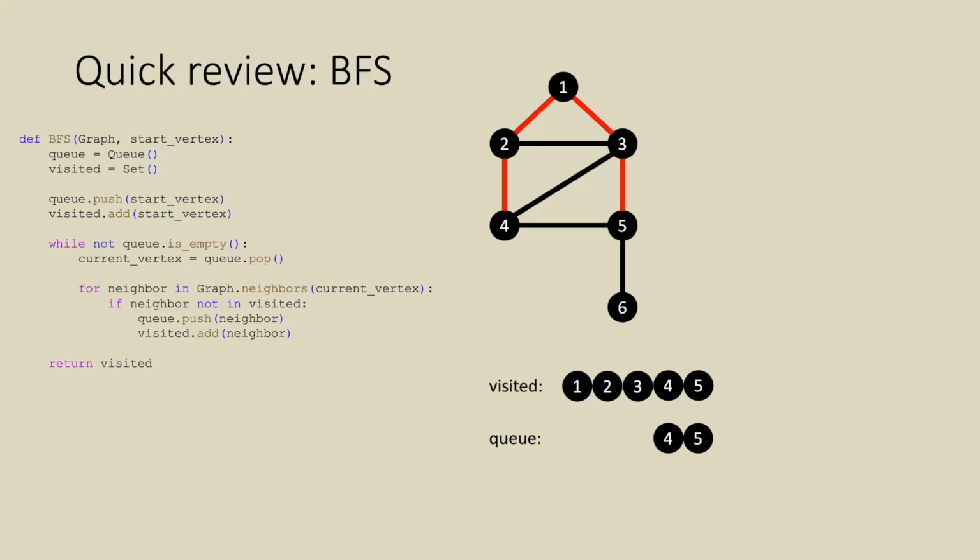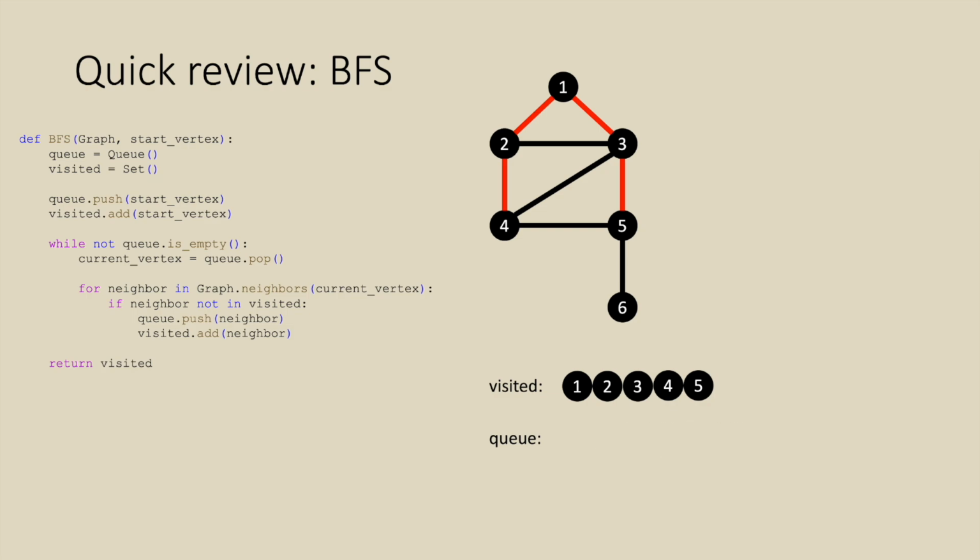Queue is not empty, so we pop 4 out. 4 has 3 neighbors, 2, 3, and 5. Since all of them are visited, nothing happened in 4's iteration. Queue is not empty, so we pop 5 out.